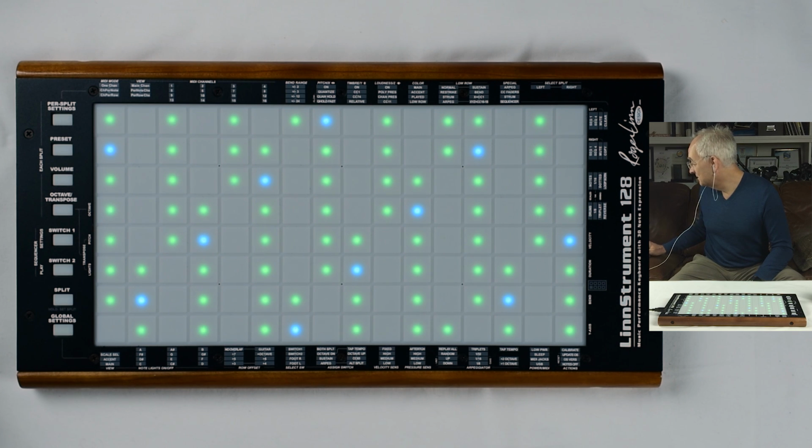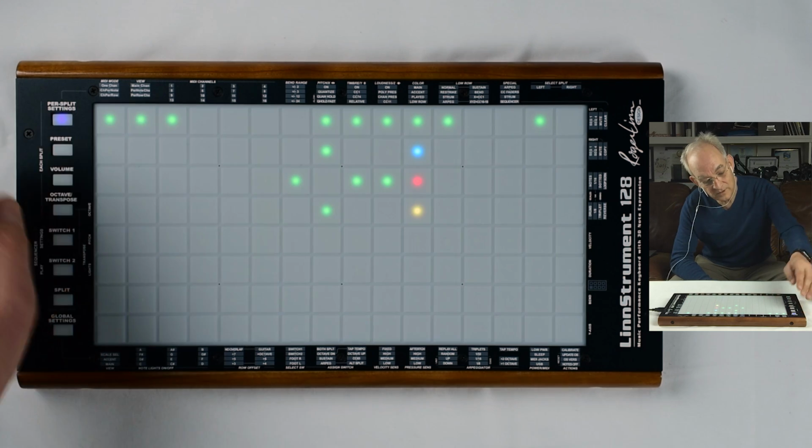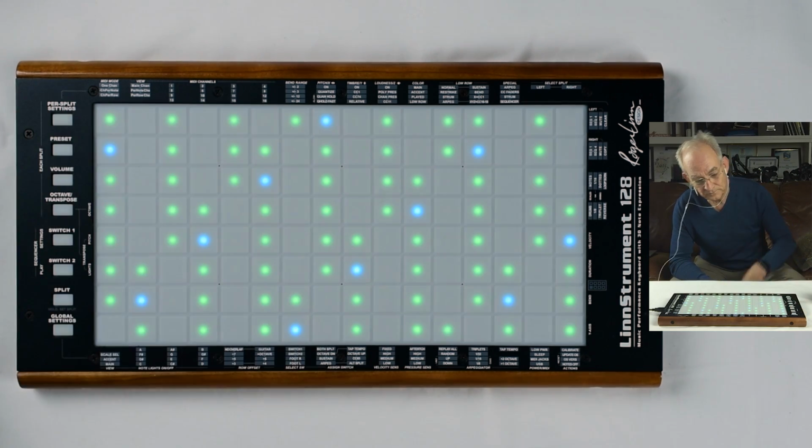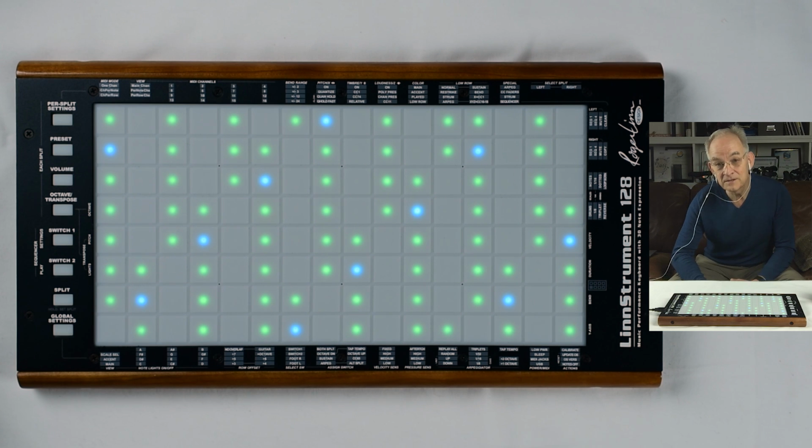Now I'm going to move on to guitars. And first would be the pedal steel. So I'm going to put LinnStrument into MPE mode because these are polyphonic instruments. And pedal steel guitar is a wonderful instrument. I have played it a little bit. I'm not any great shakes at it.